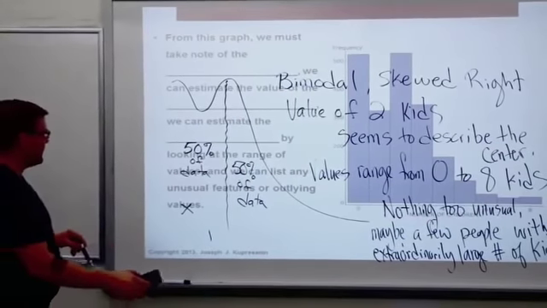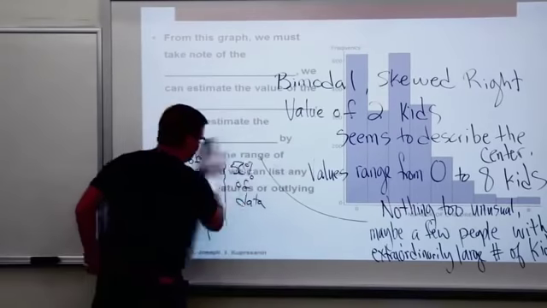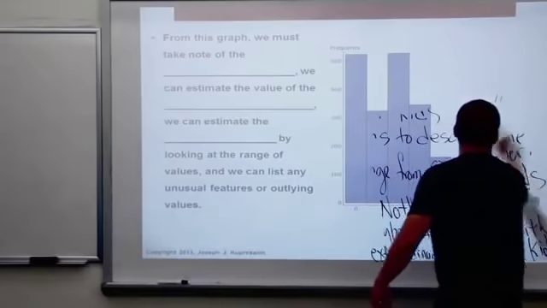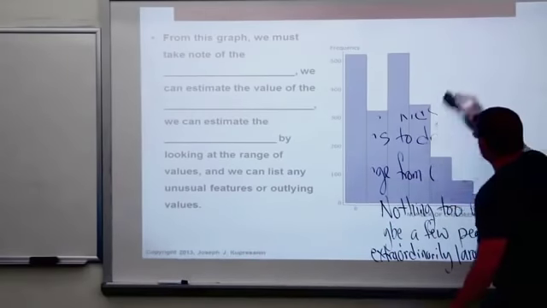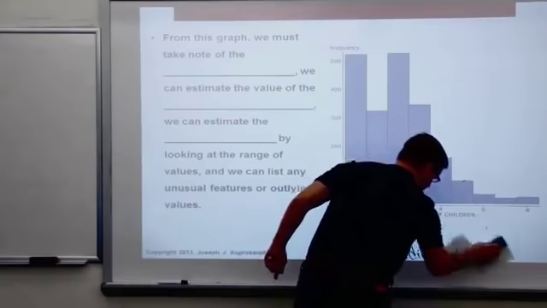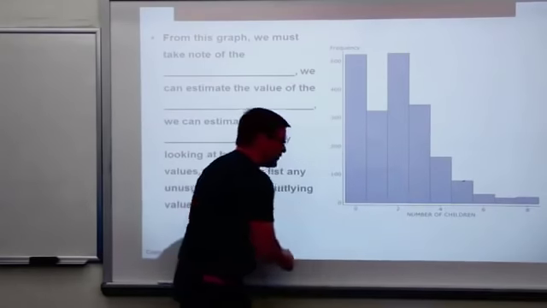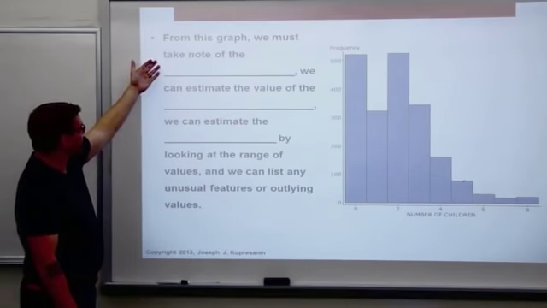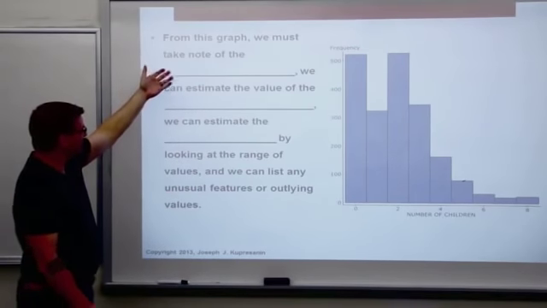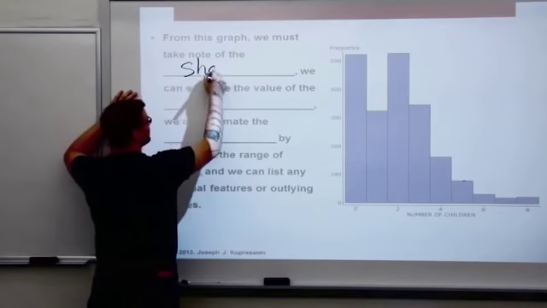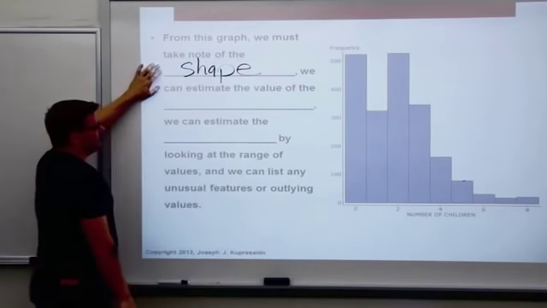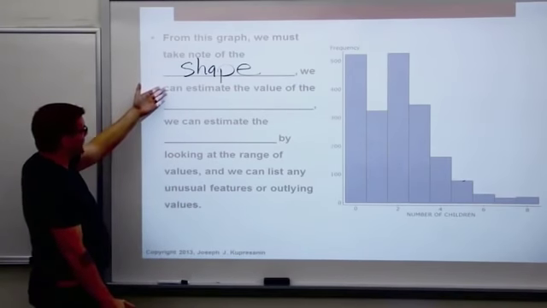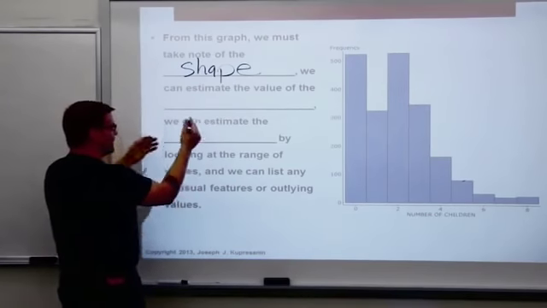All right. Now, let me get this cleaned up here for us. We did a pretty thorough job, so there shouldn't be too many surprises going forward here. From this graph, we must take note of something. Well, we said it. We must take note of the shape. That means skewed or symmetric, how many peaks, we'll get to it. We can estimate the value of the center, right?